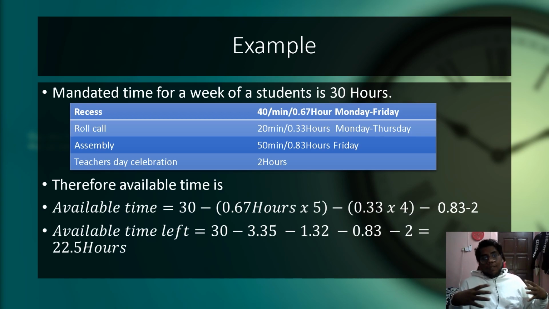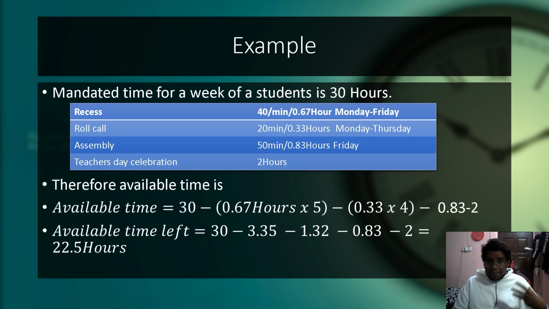For example, let's say this group of students has 30 hours of mandate time for this week. They will have recess for 40 minutes, which is 0.67 hours, from Monday to Friday, and roll call for 20 minutes, which is 0.33 hours, from Monday to Thursday. Assembly on Friday is 50 minutes, or 0.83 hours. And they also will celebrate Teachers' Day for 2 hours.